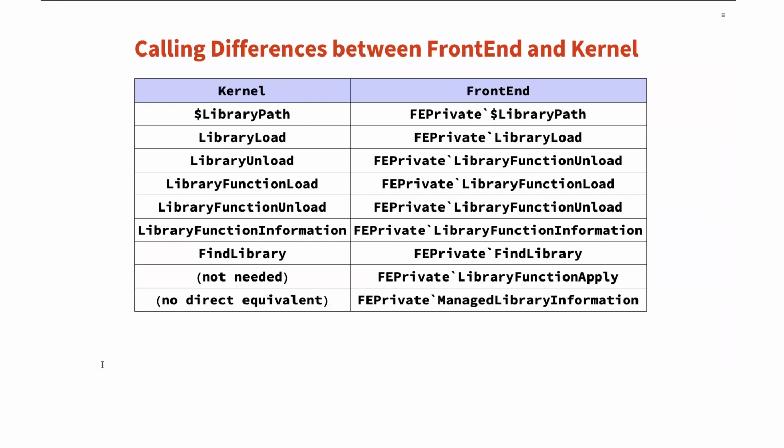If you're going to call them, these are the only differences. Basically, take everything the kernel does and put it in the FE private backtick context. This way, we know that you're trying to load this library into the front end process and not into the kernel, because of course we have to specify that. There are two differences. We have FE private backtick library function apply, so we have to say what function we want, and we have to pass a list of arguments to it. And there isn't a direct equivalent to manage library information. That function allows us to list all of the dynamic libraries that the front end has loaded, as well as any functions loaded, so we can see what the status of them is. It was mostly a useful debugging tool.